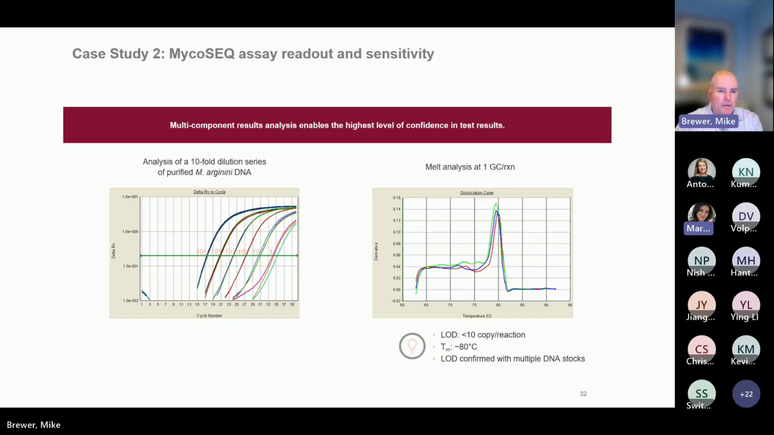And here's what the actual raw data looks like. This is with the assay. This is analysis of a 10-fold dilution series of purified Mycoplasma arginini DNA. It goes from 100,000 copies here at the lower CT and then at the higher CT level, it shows detection of 1 copy of Mycoplasma arginini DNA per qPCR reaction. And then followed by the melt analysis of the amplicons created at the 1 genome copy per qPCR reaction level.